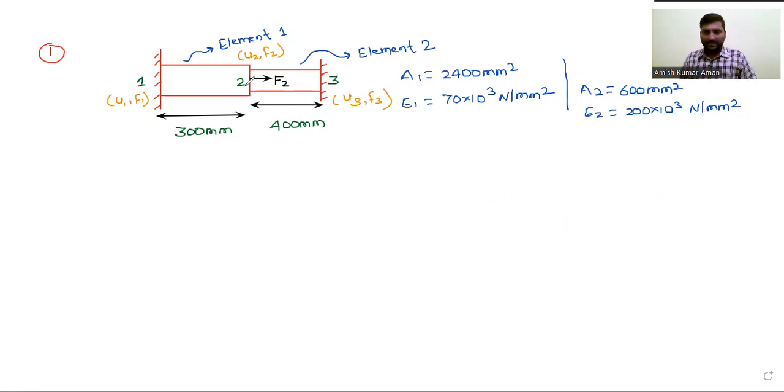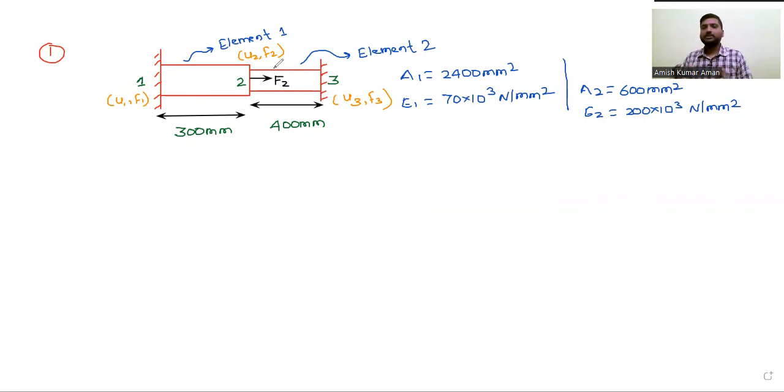Why have we taken the second node? There are two reasons to select it. First reason is the force is acting at that point. The second reason is the area is changing. There is a sudden change in the area, so we have to select that as a node. The first node and the third node are because they are at the ends, so at the ends we have to select the nodes. So here F2 force is given.